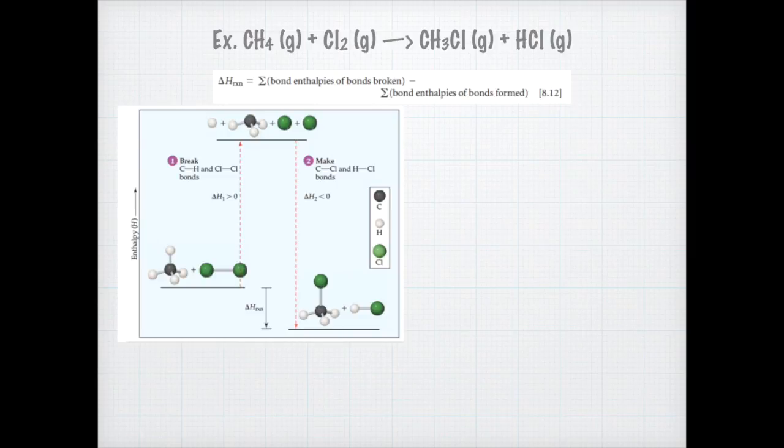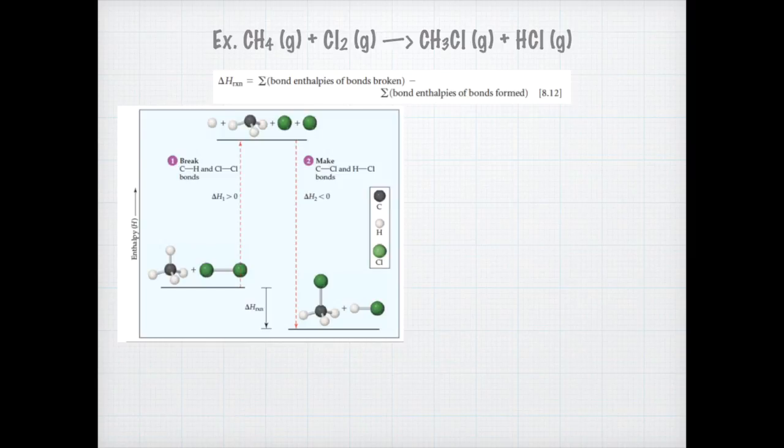So if we look at this reaction right there, this diagram here helps us to really understand what's going on. If we start with our reactants, we've got methane and we've got chlorine gas. And notice in our products, we have CH3Cl and then we have HCl. So look at this diagram right here, look at all of the bonds that exist for your reactants, and then look at all of the bonds for your products.